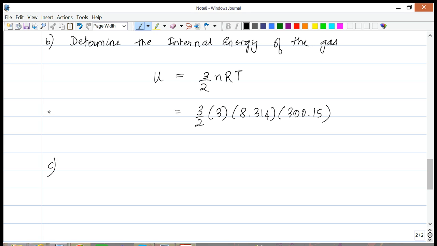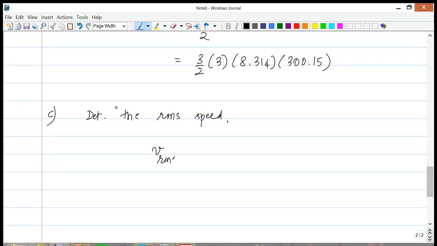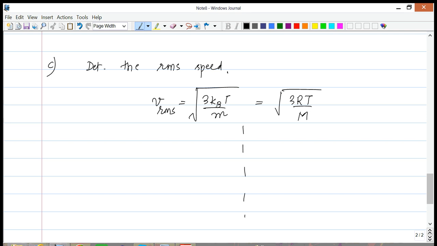Alright, so that's simple. The next question we'll ask is, determine the RMS speed of the gas. Once again, here we have two options. We can use either the square root of 3 kB T divided by m, or we could use the square root of 3 RT over capital M. And what we'll do is we'll do both of these things. Now in order to use the left side we must first find m, and m is the mass of each particle of the gas. Since we know the molar mass of helium, the mass of each particle is simply the molar mass divided by the Avogadro number.